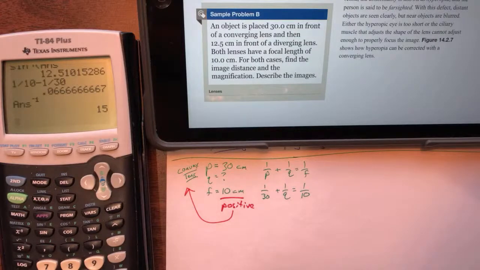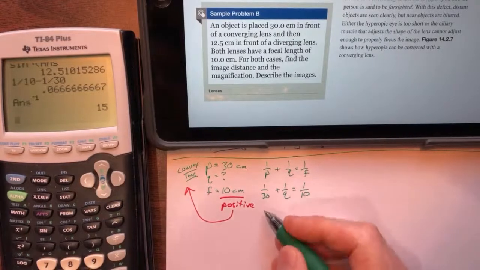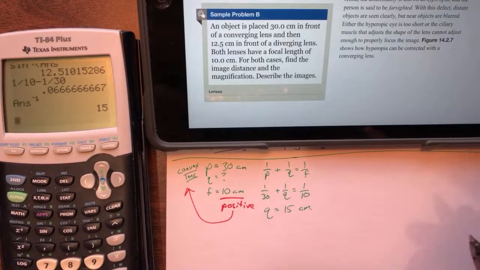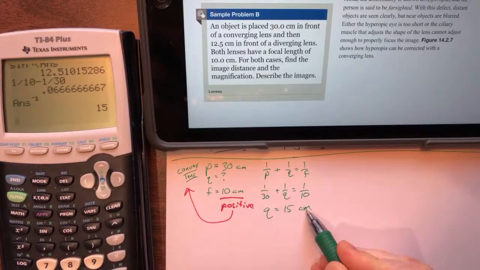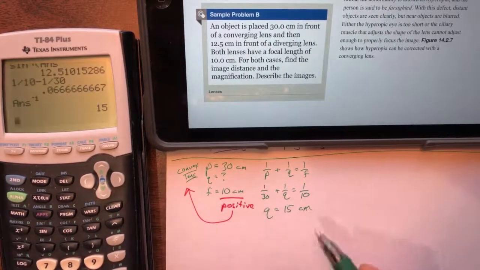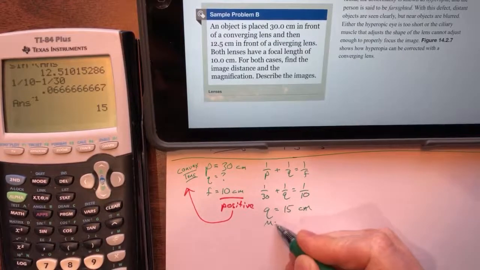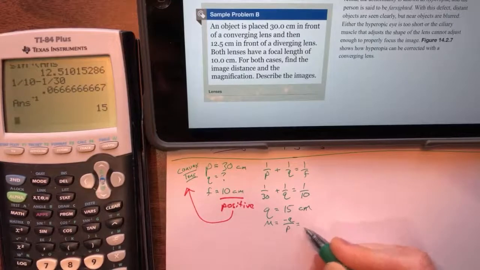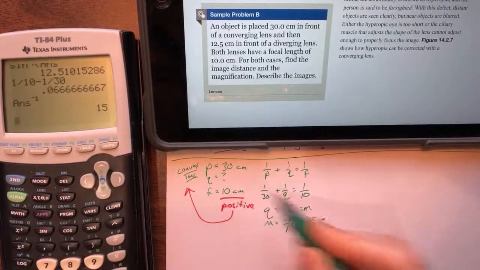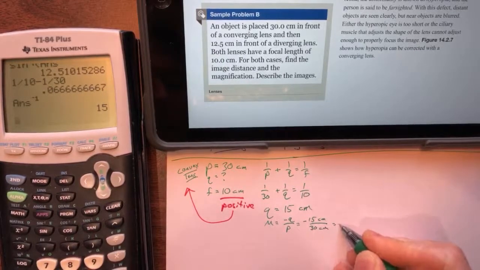Very important. So we got Q is 15. Don't forget your units. They don't have to be centimeters; they might be meters, inches, or feet, but almost everything here is in centimeters. So in this case, Q is 15 centimeters. People did lose some points on the test for forgetting their units. It's so sad when that happens, but it happens every single test. So it's 15 centimeters. Our M is negative Q over P, which is negative 15 centimeters over 30 centimeters. So that's negative.